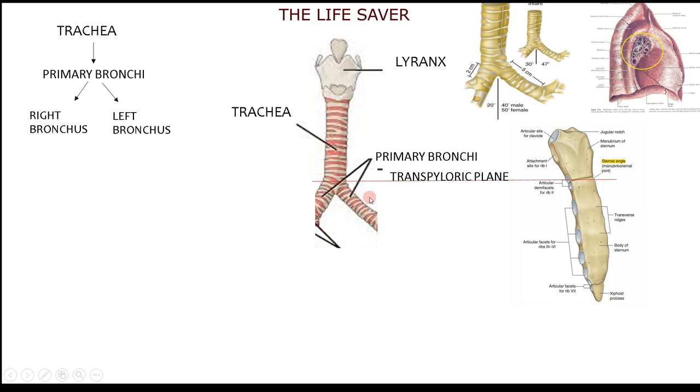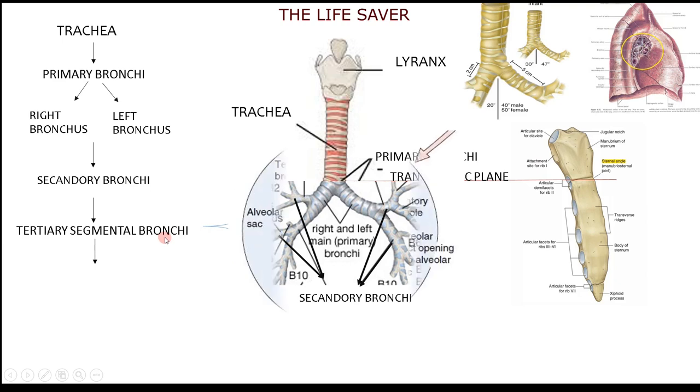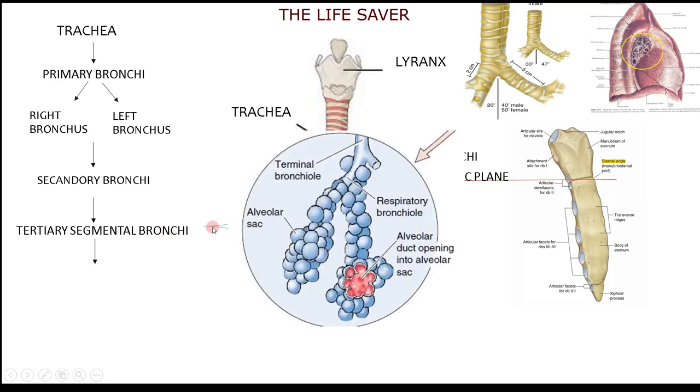These bronchi then enter into the lungs at the level of the hilum, and then they divide into their respective secondary bronchi. The right bronchus divides into 3 secondary bronchi, while the left bronchus divides into 2 secondary bronchi. The secondary bronchi are then divided into the tertiary segmental bronchi, which then start dividing into the bronchioles. The bronchioles are structures which lack cartilage in their wall.